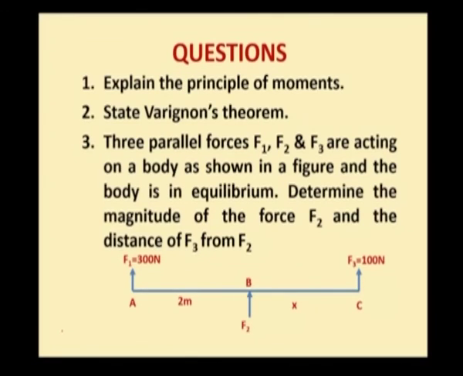Three parallel forces F1, F2 and F3 are acting on a body. Actually, it is a straight line as shown in the figure, and the body, that is the straight line, is in equilibrium. Determine the magnitude of the force F2 and the distance of F3 from F2. So, the object or the straight line is ABCD, in which we have three forces acting, F1, F2 and F3. Magnitudes of F1 and F3 are given. F2 is the unknown force.